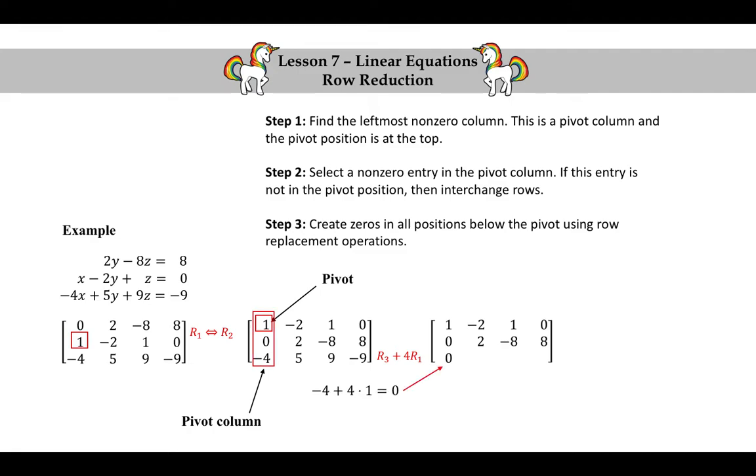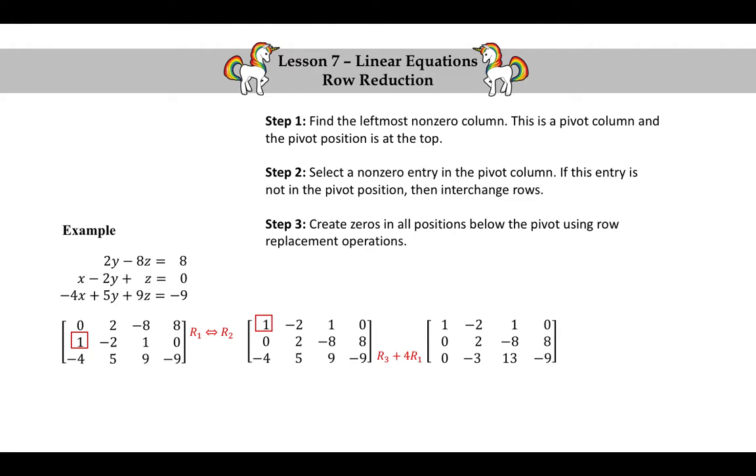Let's do this column by column. For the first column, we have negative 4 plus 4 times 1 is 0. For the second column, we have 5 plus 4 times negative 2 is 5 minus 8, which is negative 3. For the third column, we have 9 plus 4 times 1 is 9 plus 4, which is 13. And for the fourth column, we have negative 9 plus 4 times 0 is negative 9.